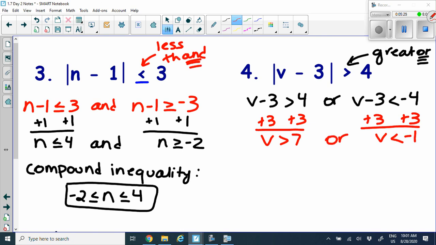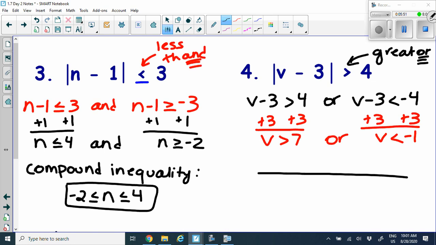So that means the numbers on our number line only have to satisfy at least one of the inequalities. So either our variable v is greater than 7 or it is less than -1. Right? It can be either or. Now I need to create my number line. Now because this is an or, we do not write it as a compound inequality.